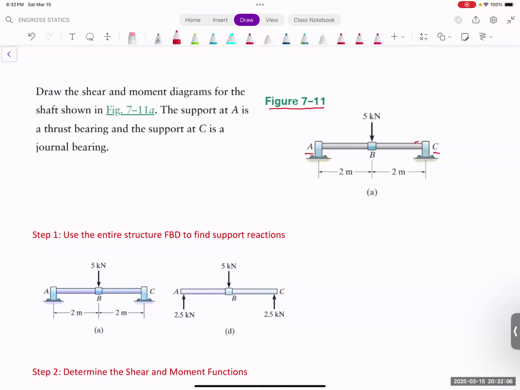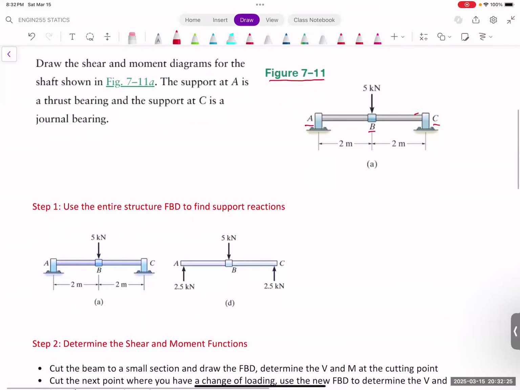At the same time, we apply a load at point B. At point B, you have a 5,000 Newton load applied, which happens to be at the middle position of this bar here. Okay, so how do we solve it? How do we make a shear force diagram and bending moment diagram? The first step normally is to use the entire structure free body diagram to find the support reactions. The supports that we have are at point A and point C.